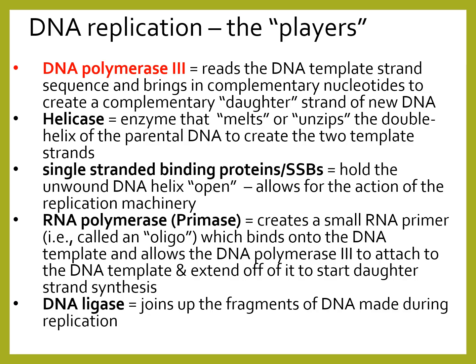There's going to be an RNA polymerase complex called primase, which is going to create a small RNA oligo or a small RNA primer, which is going to complementary base pair onto the parental DNA template, and it's going to give something for the DNA polymerase 3 to attach to and extend off of to make that daughter DNA strand. And finally, we're going to have an enzyme complex called DNA ligase that's going to basically fill in any of the missing phosphodiester bonds in the daughter DNA strands so that the daughter DNA is one long continuous piece.